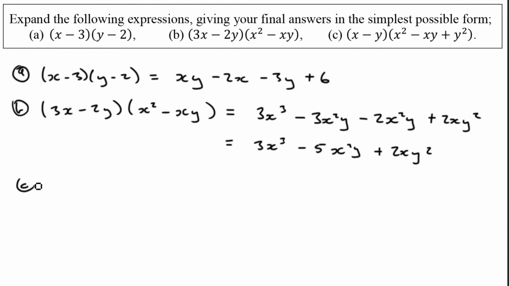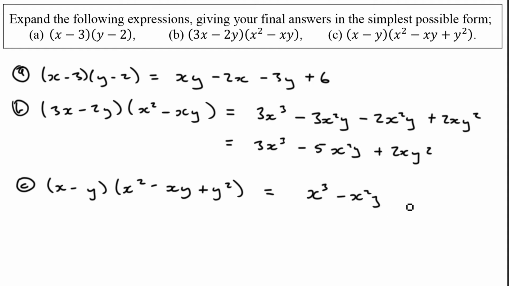The last example is not particularly different, but again there's a complete jumble of the two variable names, and the second bracket has three terms. But let's just follow the same rules we've already established. First, multiply everything in the second bracket by the x from the first bracket. That will give us x cubed, subtract x squared y, plus xy squared. Now multiply everything in the second bracket by the negative y.